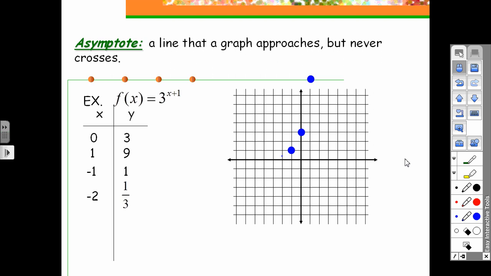And just for fun, do I have another one? I don't think I do. You can imagine if I had negative 3 here, that it would be down here at 1/9. So if I went ahead and tried to draw in my curve. Whoa, missed that one, sorry. Okay, so there we go. There's our curve. You can see how this is still going to approach the x-axis. So the x-axis is going to be our asymptote once again.